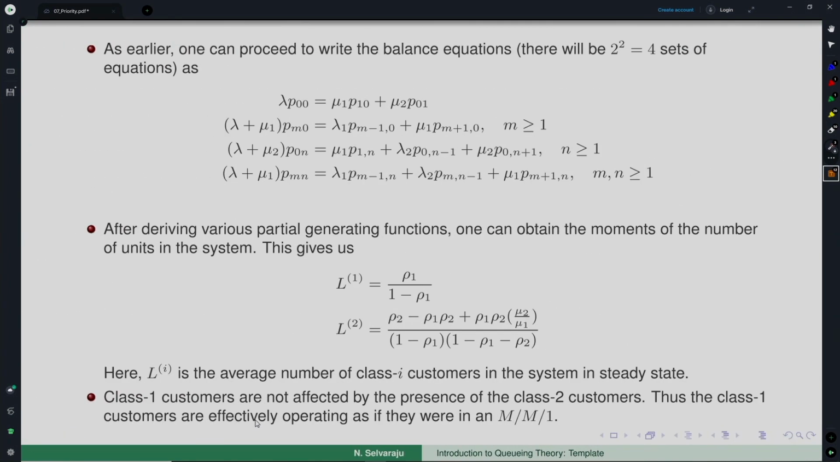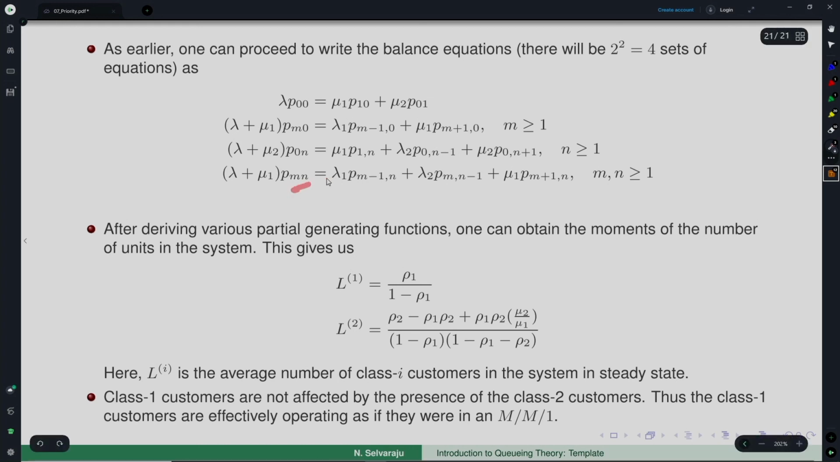Now, as earlier, one can proceed to write the balance equations. There will be in all 2 to the power 2, which is 4 sets of equations. If there are r priority classes, then 2 to the power r sets of equations, corresponding to each of the classes (0,0), (m,0), (0,n) and (m,n). Intuitively one can write these down. This is now 2 dimensional. In the non-preemptive case we actually had 3 dimensions, but the third dimension had just 2 values. Here even that is not there, it is 2 dimensional, slightly easier to handle in that sense.